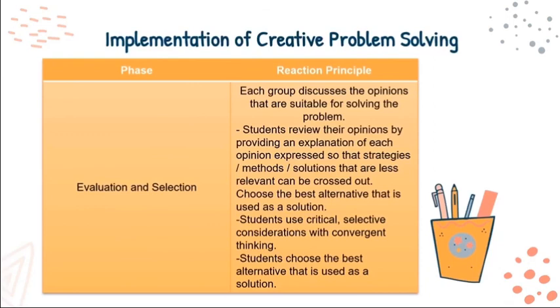Next, evaluation and selections. Each group discusses the opinions that are suitable for solving the problems. Students review their opinions by providing an explanation of each opinion expressed, so that strategies, methods, or solutions that are less relevant can be crossed out. Next, students use critical selective considerations with convergent thinking. Students choose the best alternative that is used as a solution.